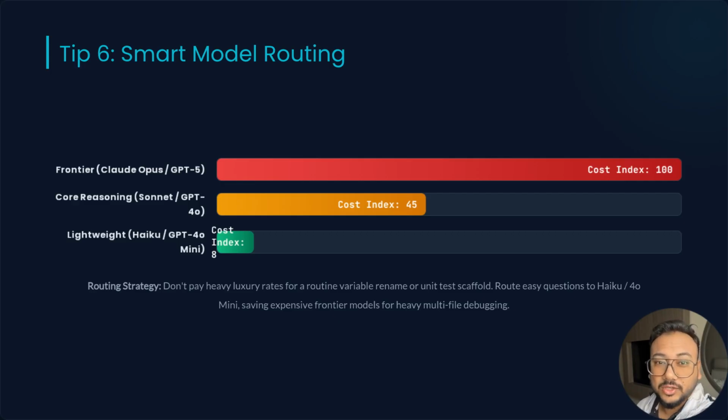Think of models in tiers. For easy questions, debugging basic syntax, or boilerplating, route them to Haiku or GPT-4o Mini. They are incredibly capable, blindingly fast, and cost a tiny fraction of the premium models. Save the luxury frontier models for heavy, multi-file architectural reasoning that genuinely requires massive cognitive computing power.